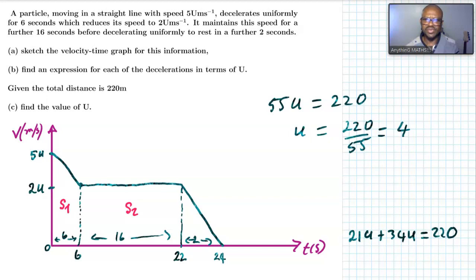So U is 4. And therefore, we can see that the initial velocity, if we had been asked to find the initial velocity, is going to be 5 times 4, which is 20 meters per second. But that's not the question. You're supposed to find what U is.